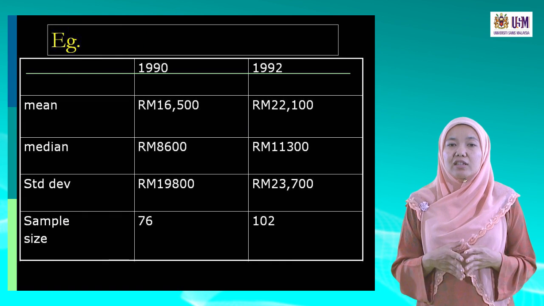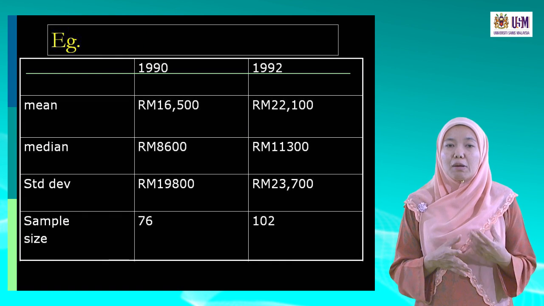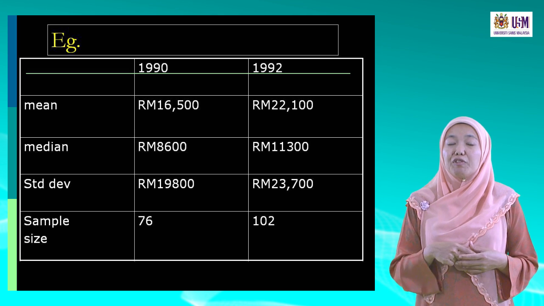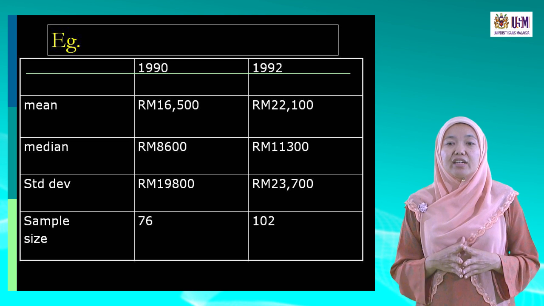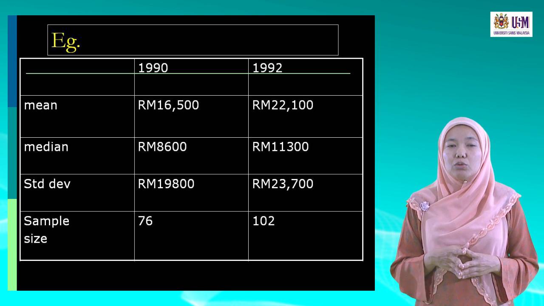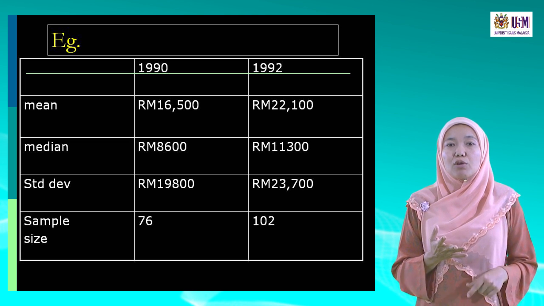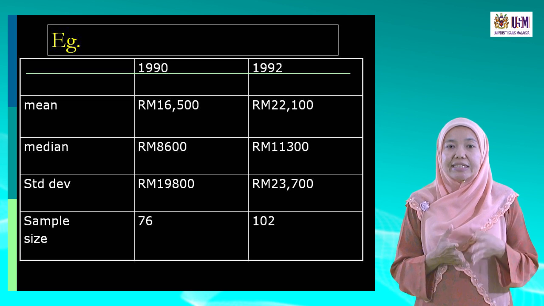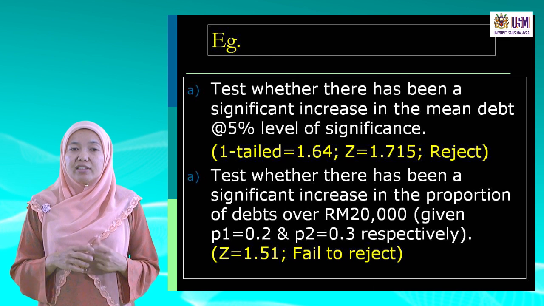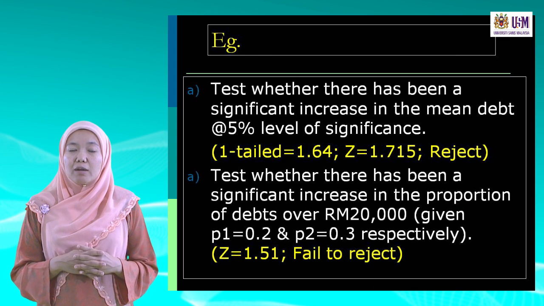We are still discussing the bad debts for a bank. So you have two different sets of data. The one in the middle is for 1990. The one on the right hand side of the screen is for 1992. So you have the mean values for both years, you have the standard deviation, and then you have the sample size. We are still discussing the bad debt example for a bank.